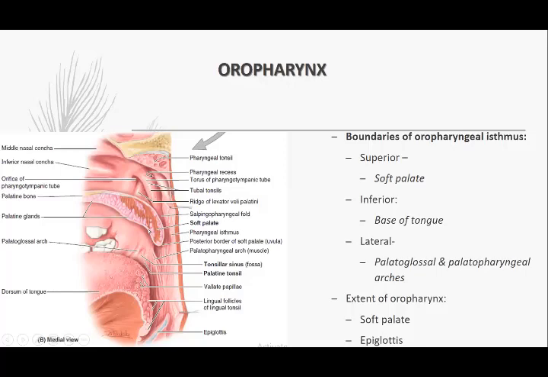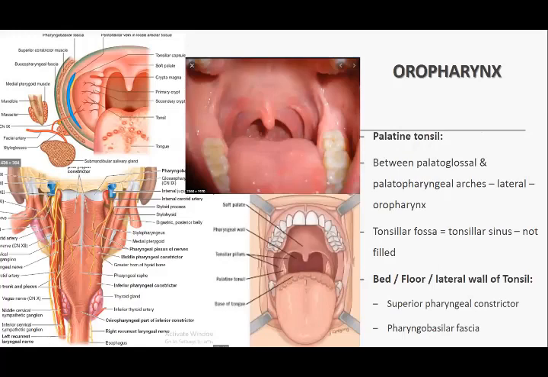और इसकी boundaries क्या होंगी ये देख लें. Superiorly soft palate है, inferiorly tongue है. ये इतनी सी opening है. इसमें superiorly soft palate है, inferiorly base of tongue है. और lateral side पे दो arches हैं, palatopharyngeus and palatoglossal arches. हमने अभी मैंने आपको वो दिखाई थी, मैं दोबारा दिखा देती हूँ. ठीक है. So this is the oropharyngeal isthmus.